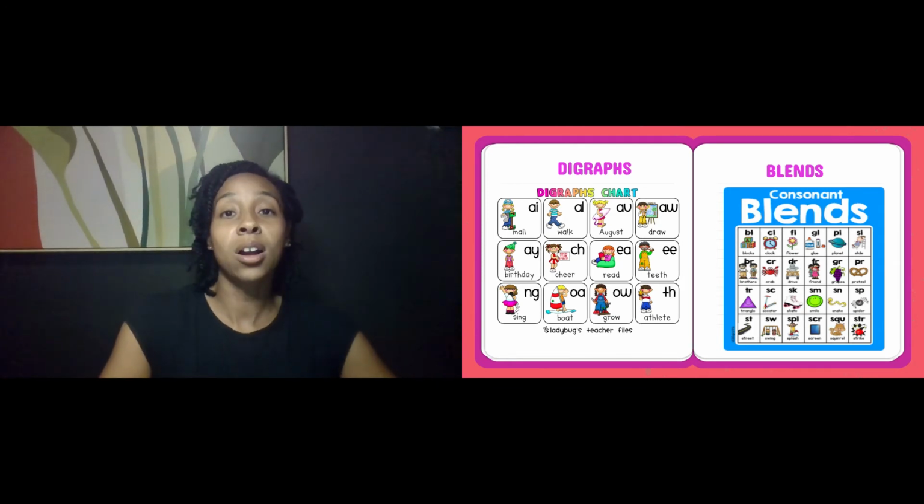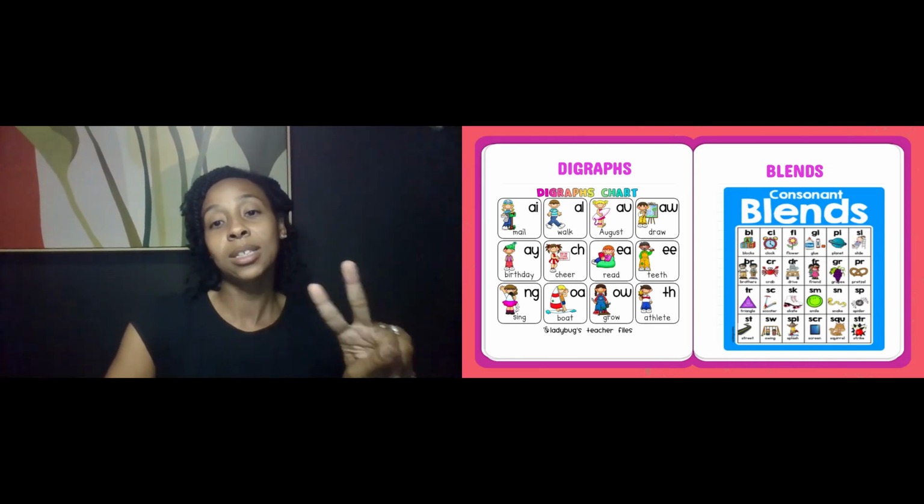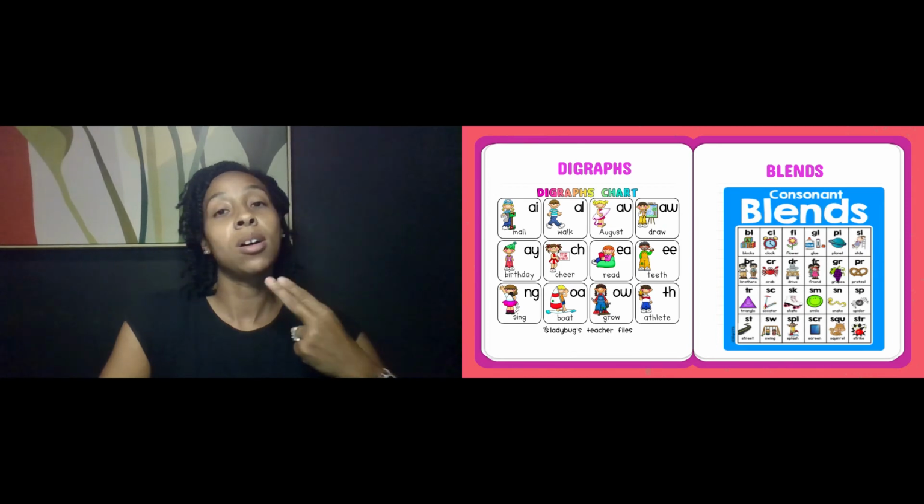Also, we have our consonant blends. Sometimes when we take two sounds from our consonants and put them together, it creates what we call a blend.